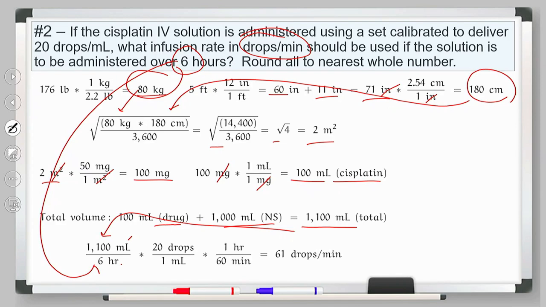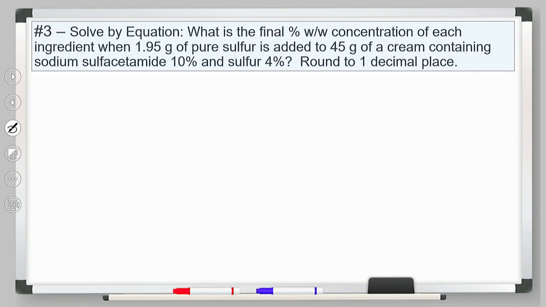Do that in whatever order you want. This is where we use the calibration for the set that we're using, at 20 drops per mL. If I multiply by 20, then I've converted from mL to drops. And to go from hours to minutes, I need to divide by 60, so that in the end I express my drops per minute. When I do all that math all the way across, I got 61 drops per minute. Everyone okay with that? So that's chapter 13. Let's move on.